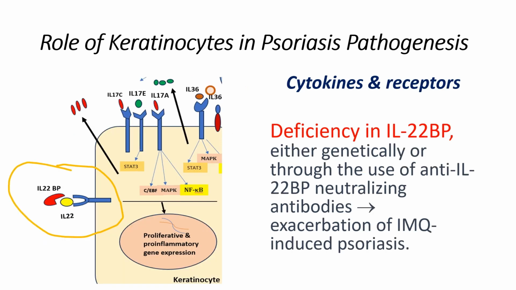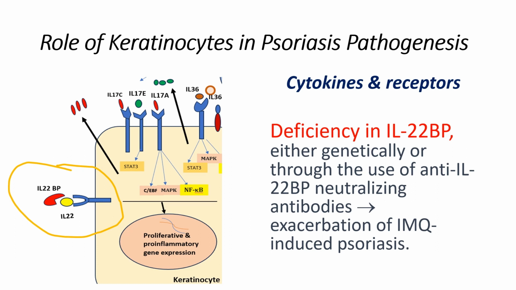Interleukin 22 binding protein acts as a natural inhibitor of interleukin 22 by specifically binding to it, thereby suppressing its biological activity. Deficiency in the interleukin 22 binding protein, either genetically or through the use of anti-interleukin 22 binding protein neutralizing antibodies, resulted in exacerbation of induced psoriasis-like skin disease. This exacerbation was characterized by increased epidermal thickening and elevated expression of inflammatory cytokines and interleukin 22 inducible antimicrobial peptides.